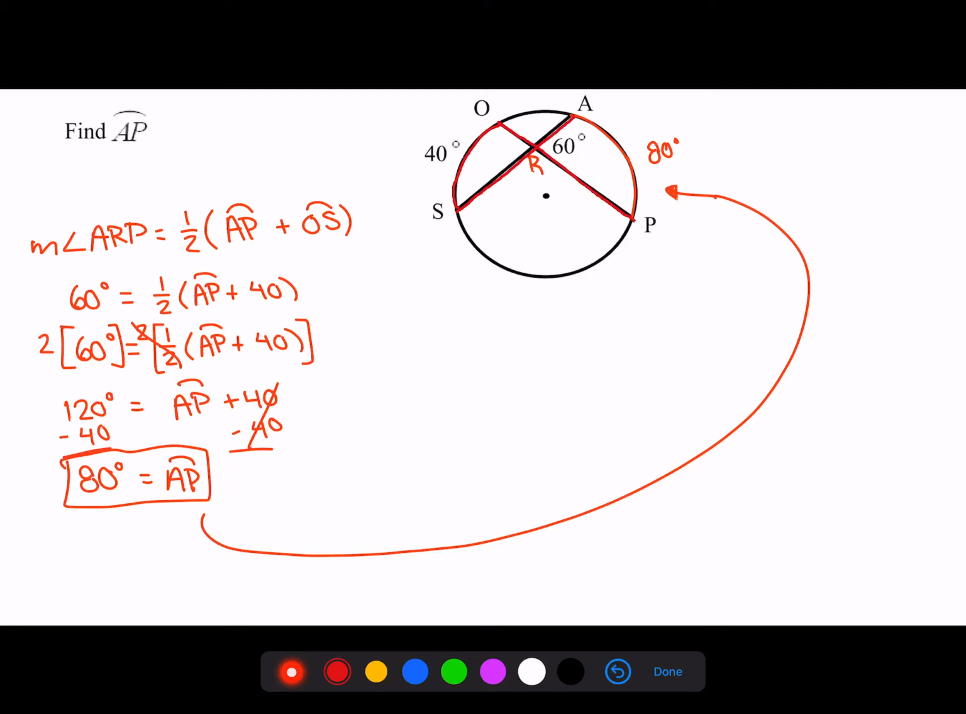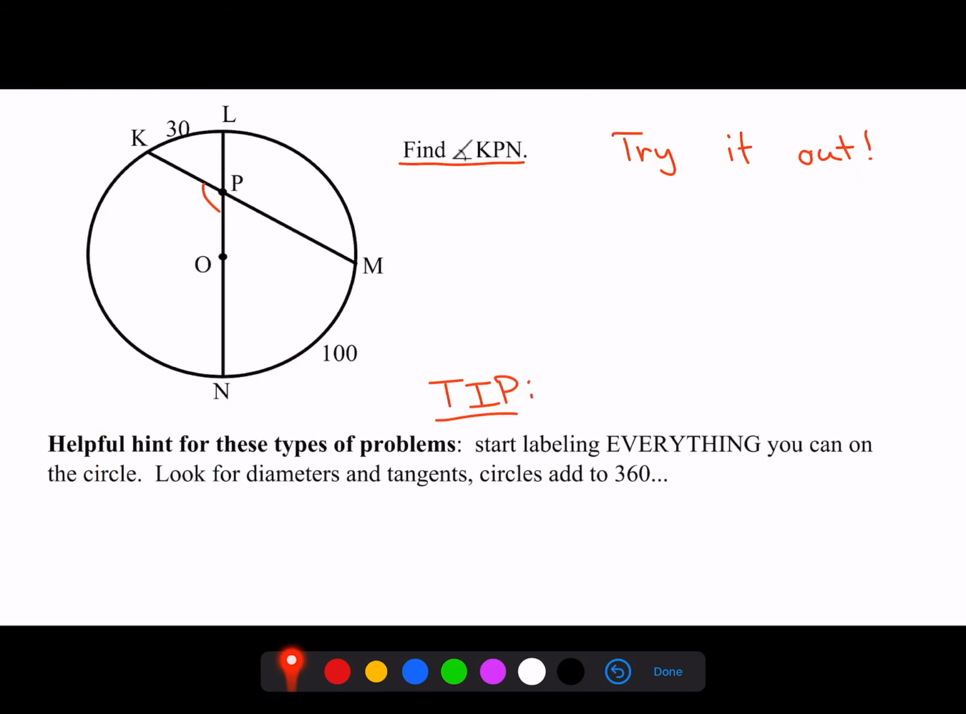So from here, I can go ahead and multiply both sides by 2 to get rid of that 1/2, and I get 120 is equal to AP plus 40. I subtract 40 from both sides, and we find out that arc AP is equal to 80 degrees. So AP is equal to 80. That's all we have to do for these. So again, use any of the equations, plug in for your missing one, and solve for your missing one from there.